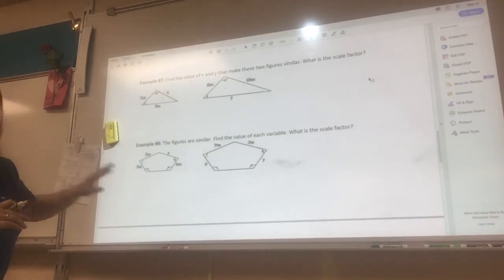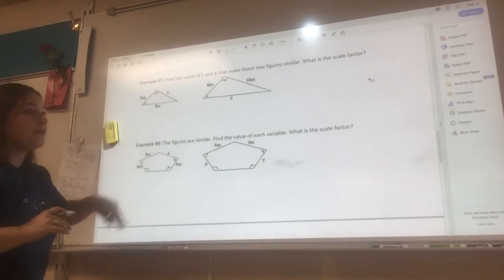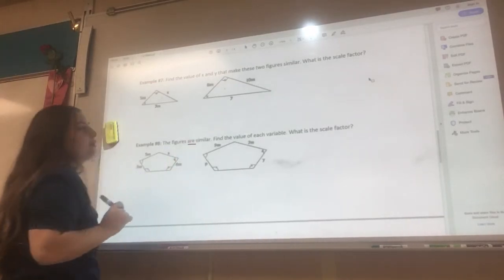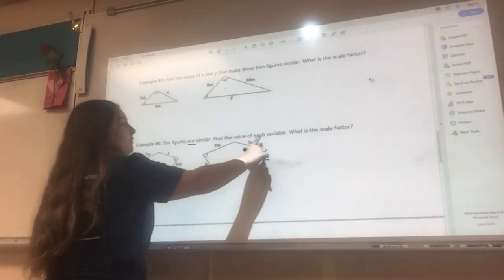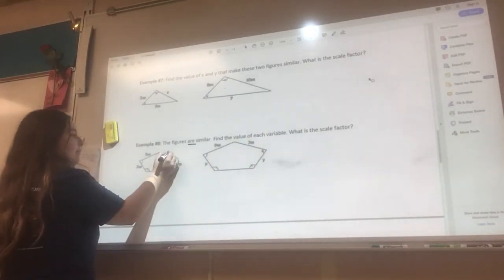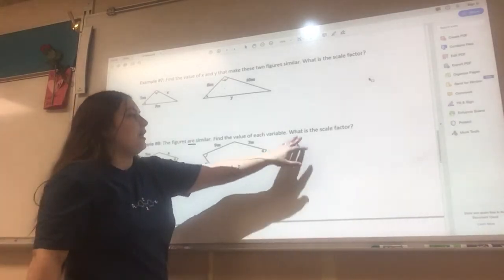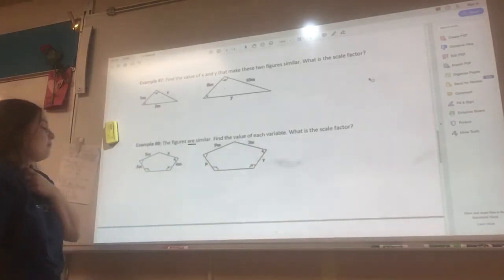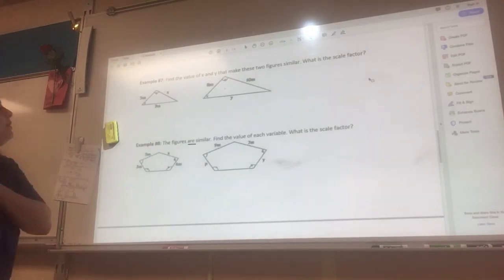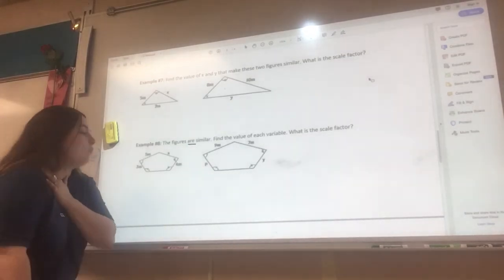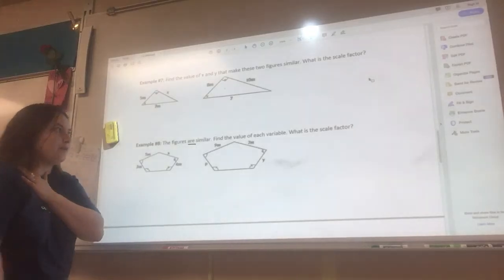So, example 8. The figures are similar, so we know they are similar. And we need to find the value of each variable. Well, we have an x, a p, and a y. And we need to determine the scale factor. Okay. Well, first off, we need to say which sides are equivalent to each other.